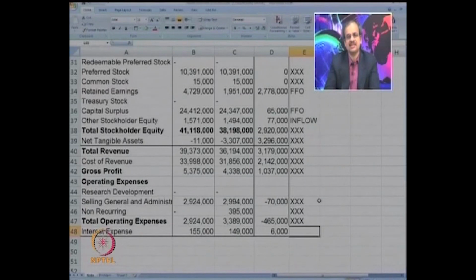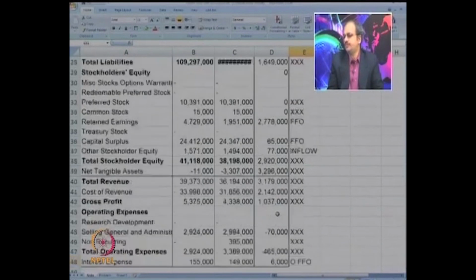Interest expense, now this we need to consider, because interest is regarded separately as an outflow and it also has an impact on profits. So we will mark it as O and FFO. Okay. All revenue statement P&L items are going to have two effects in the fund flow statement. So we have marked as O and also as FFO.